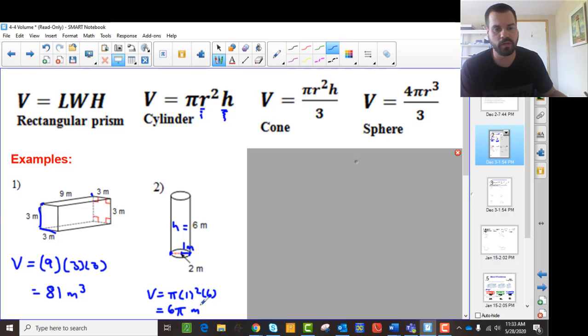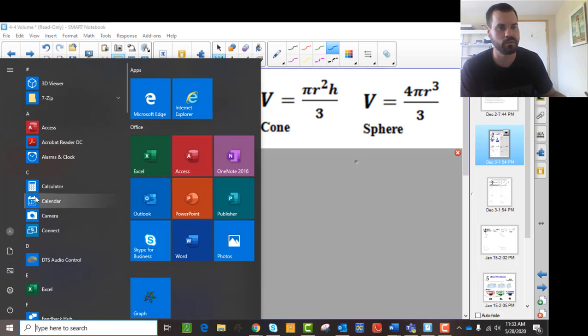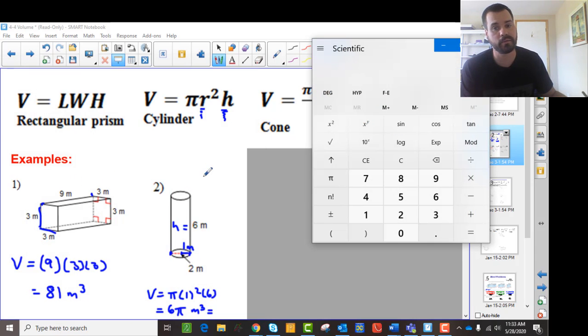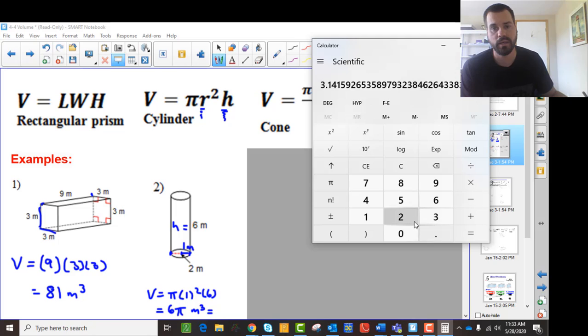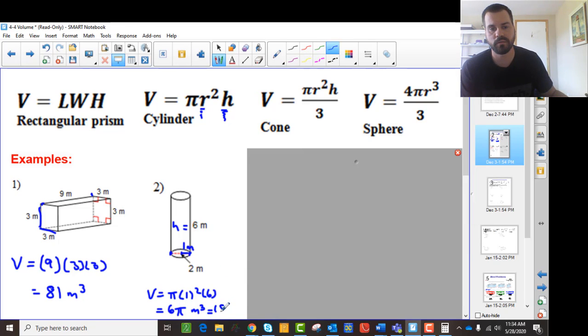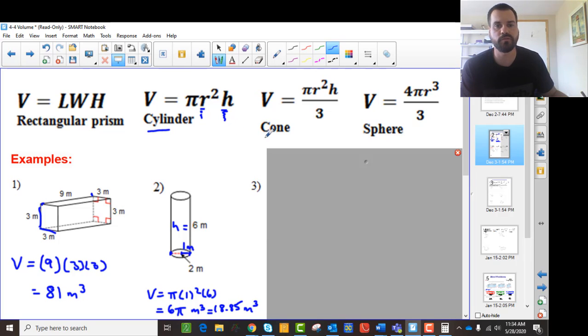Again, in cubic meters. If you want to take your calculator, I'll show you what it looks like. You can multiply 6 by pi. There we go, it's 18.85. So we can write it as 18.85 cubic meters as well. You'll notice pi shows up in the cylinder formula, in the cone formula right there, and also in the sphere formula right there. So you can either choose to leave it as a multiple of pi or just multiply it out. Most of you, I assume, are just going to multiply it out.